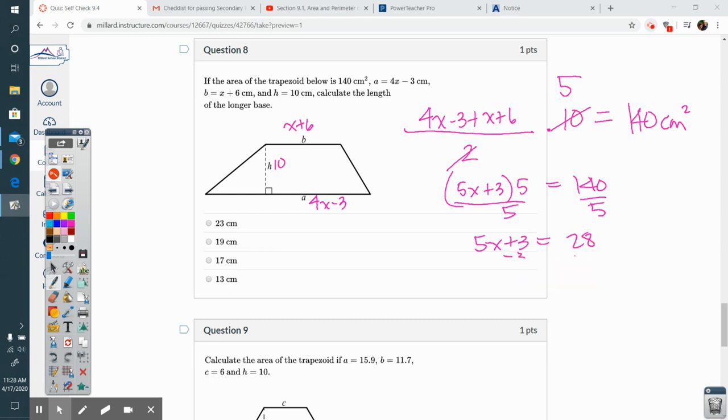Now subtract 3, it's 25 here. 5x here, divide by 5, divide by 5. And this becomes 5. So x equals 5. That looks terrible. Let me write it again. X equals 5. Okay, so now it says calculate the length of the longer base. So you take the 5, plug it back into here. 5 times 4 is 20, minus 3 is 17. So the length of the longer base is 17.